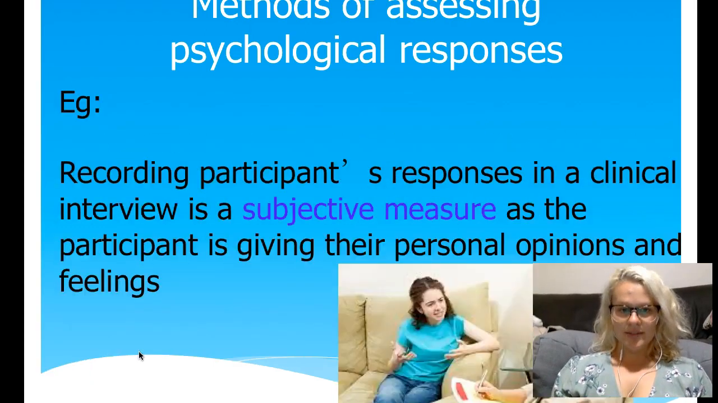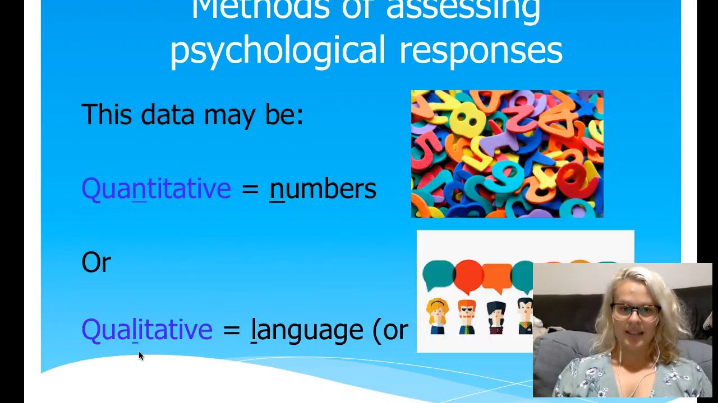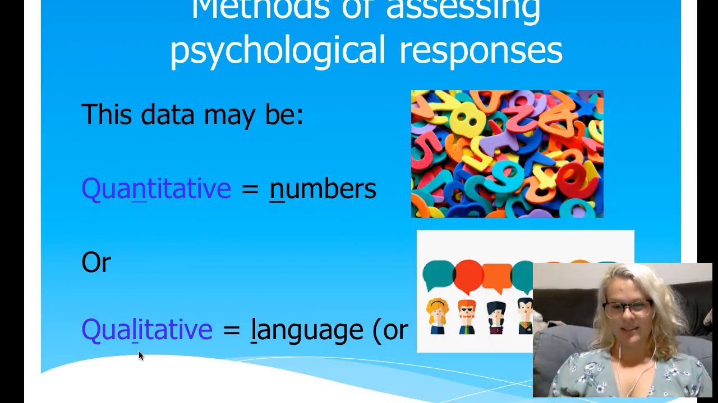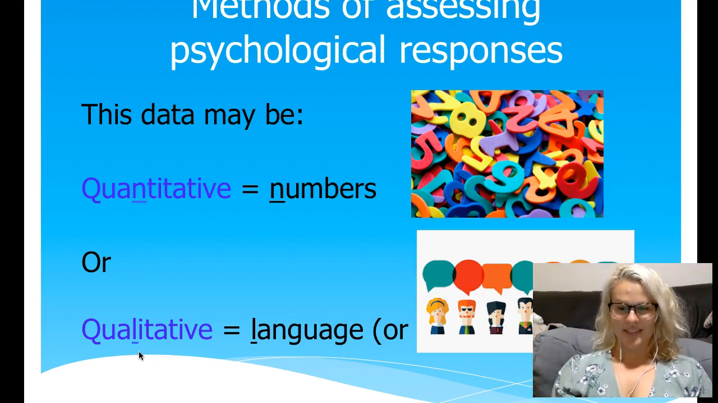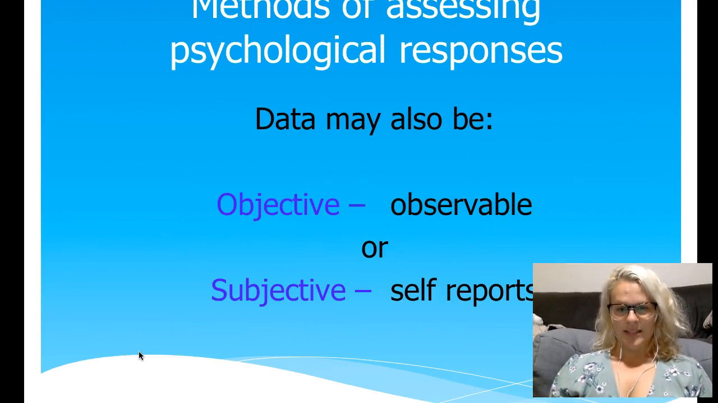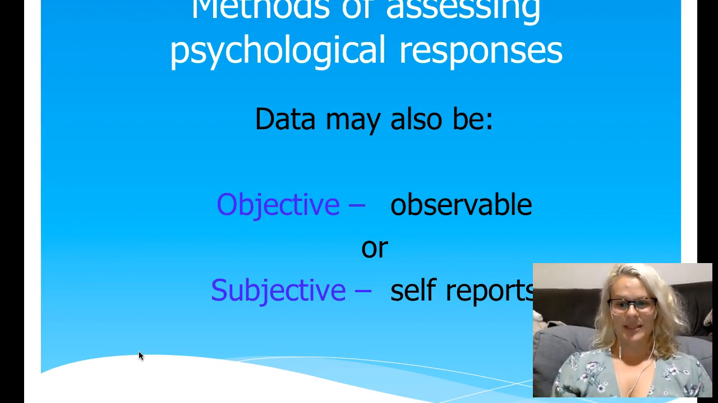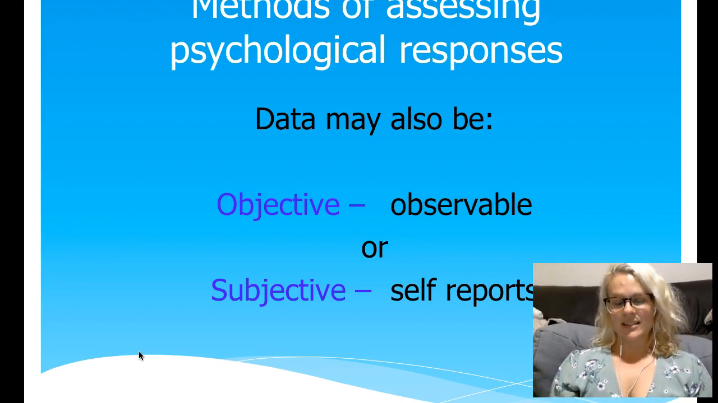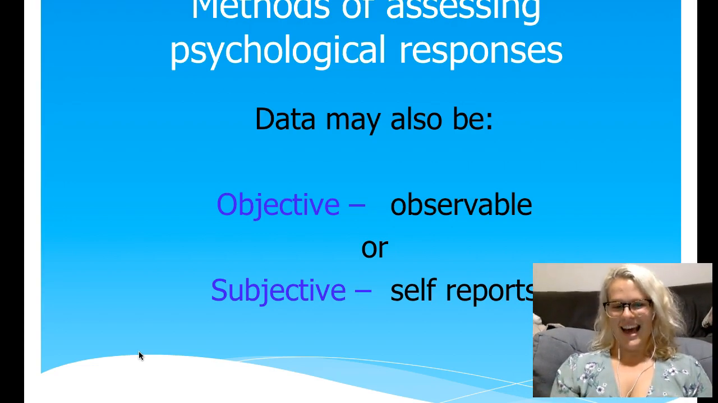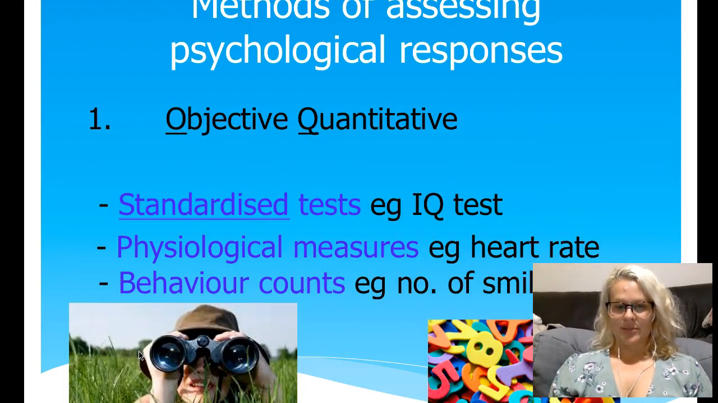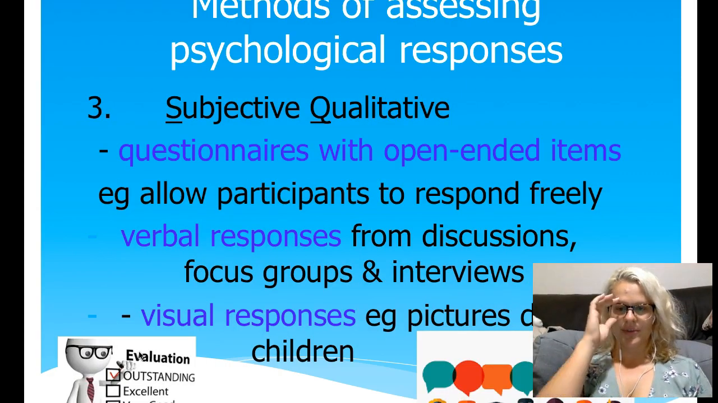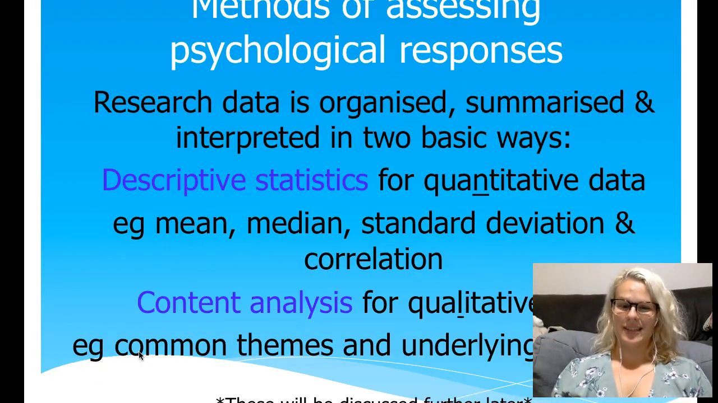So just to go back over those, you've got quantitative data, so remember quantitative is numbers. You've got qualitative data, qualitative is language. Objective data, which is observable, it doesn't have to come from anyone. You can collect it without a participant knowing that they're doing the thing. And subjective, which is a self-report, so coming from the participant themselves. And then we join them together for those 3. But remember them separately and you'll be fine.